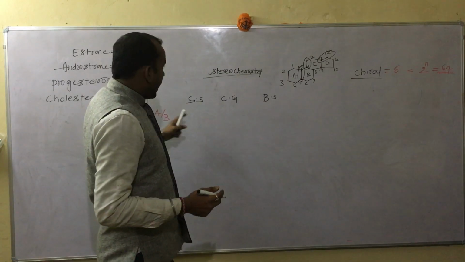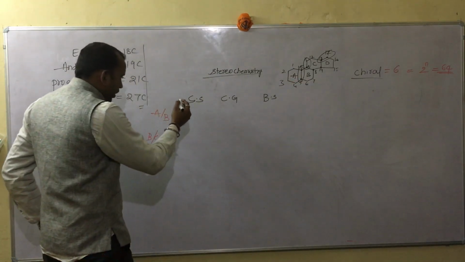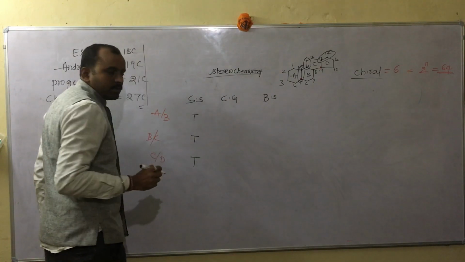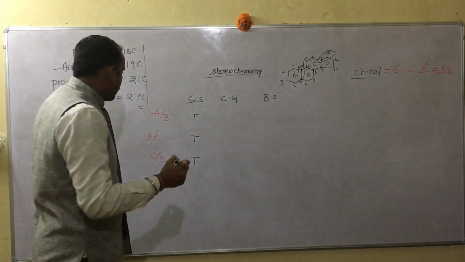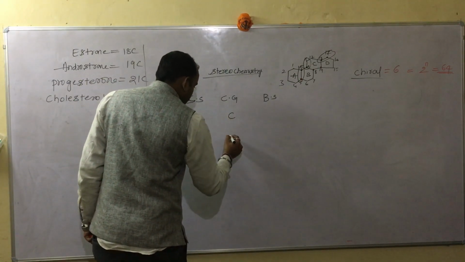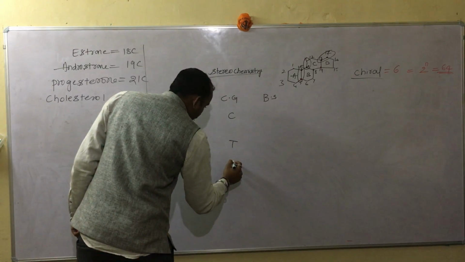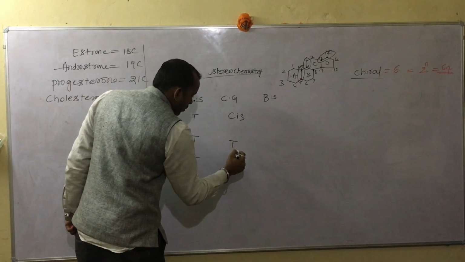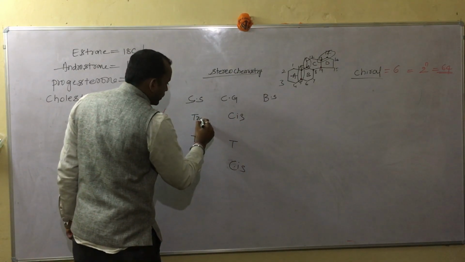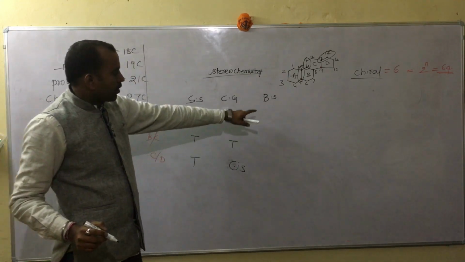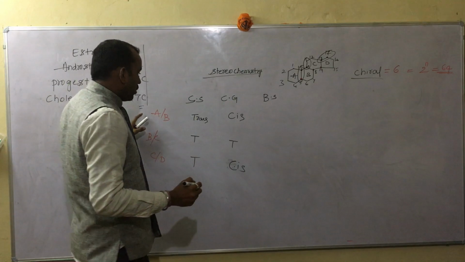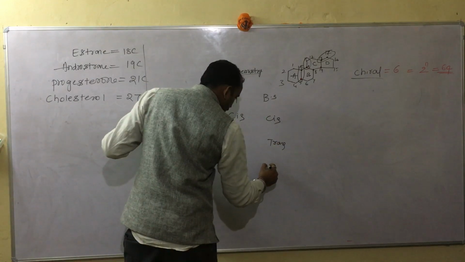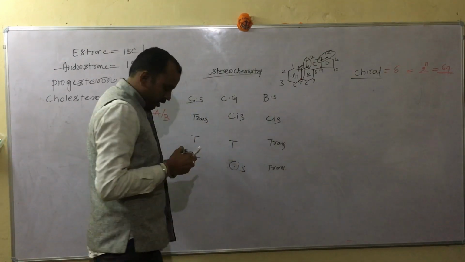Now in between A and B, in sex steroids all are trans, whereas in cardiac glycosides it is cis, trans and cis. T for trans. Now in bile salts, it is cis, trans and trans. What does it mean?